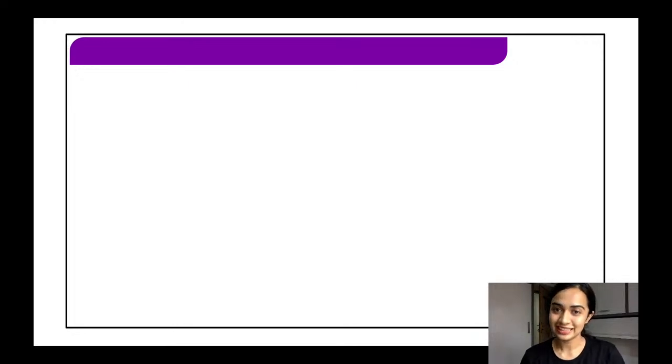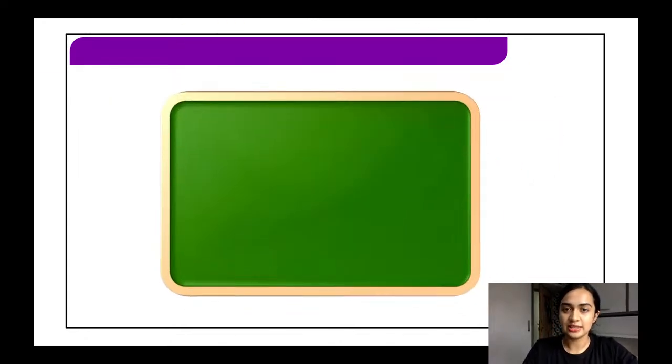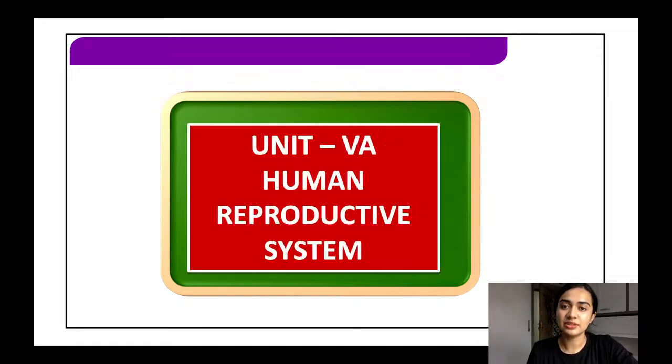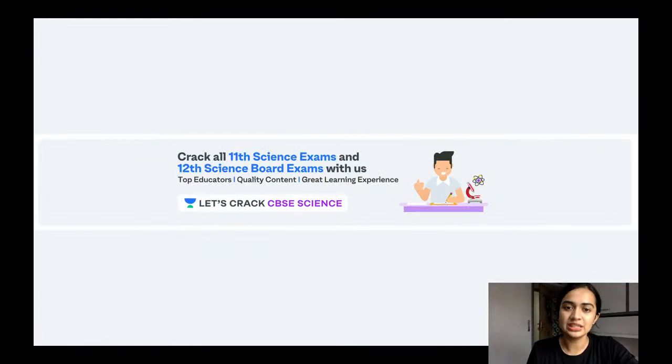Hello everyone, welcome back. Till yesterday we had discussed the female and the male reproductive system. Today we are going to see how each of these reproductive systems forms its gametes, the process known as gametogenesis. This is all under unit 5, chapter 3, which is the human reproductive system or human reproduction.